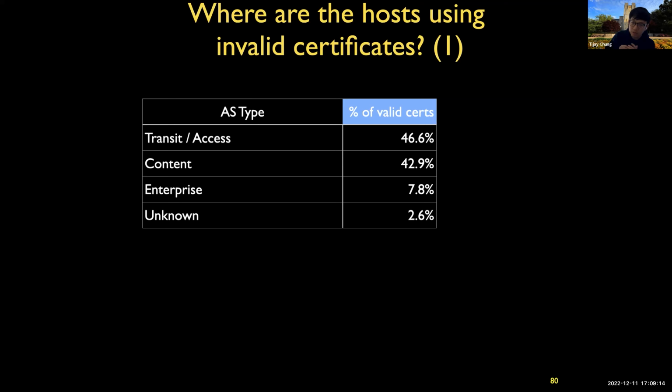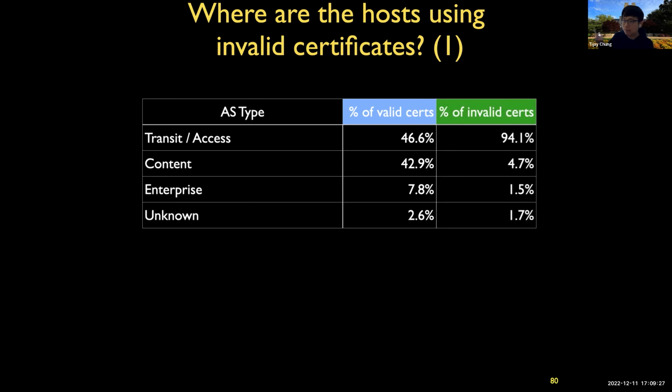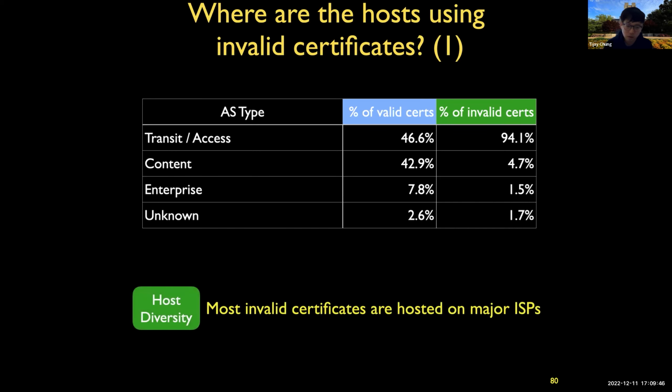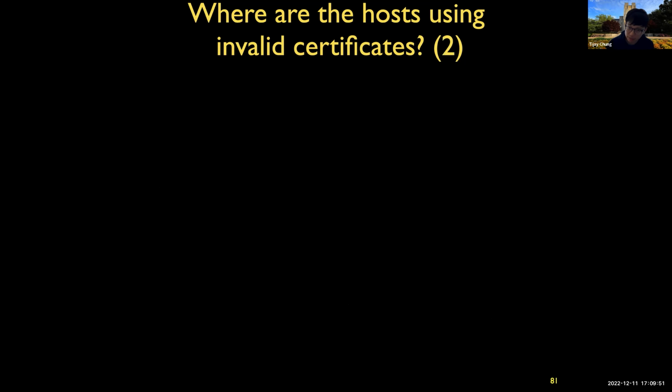Okay. So in the case of valid certificates, they come from transit access, like normal ISPs and residential ISPs, and the majority of them are also from the content delivery network, right? But when you see invalid certificates, the majority are from residential transit access, right? It is because of IoT devices and lots of residential devices. So I'm going to deep dive into this phenomenon later. So most invalid certificates are hosted on a major ISP, okay?